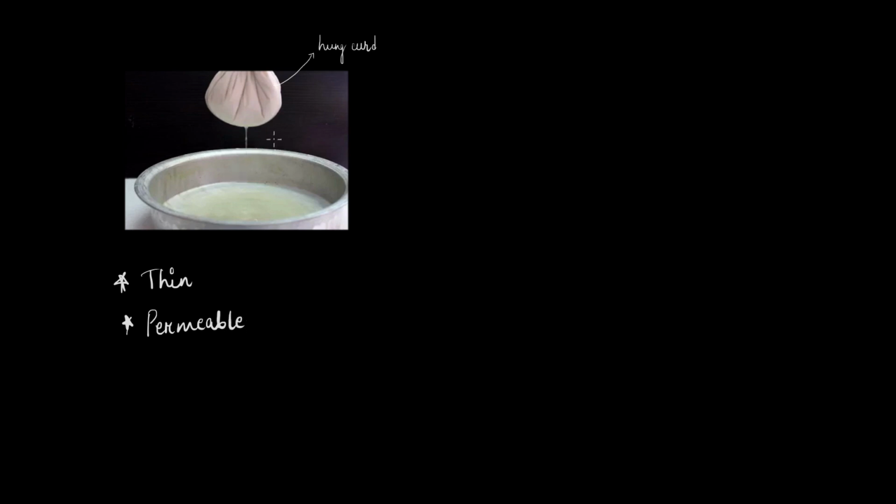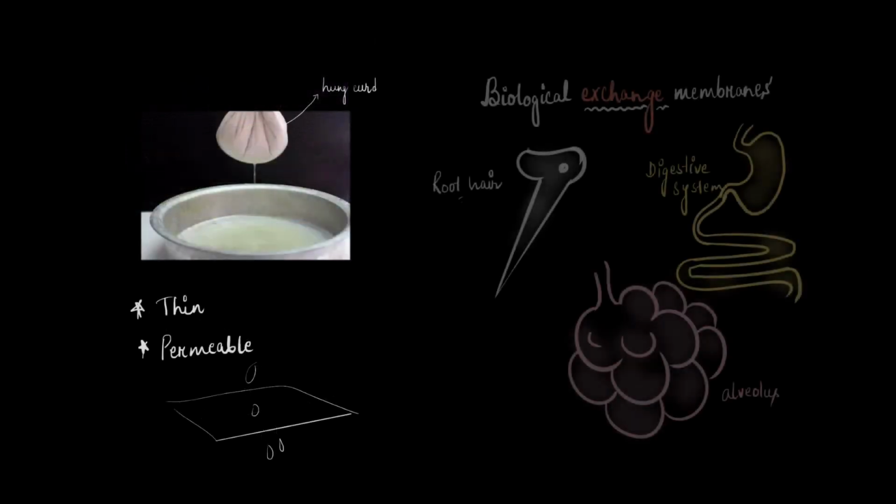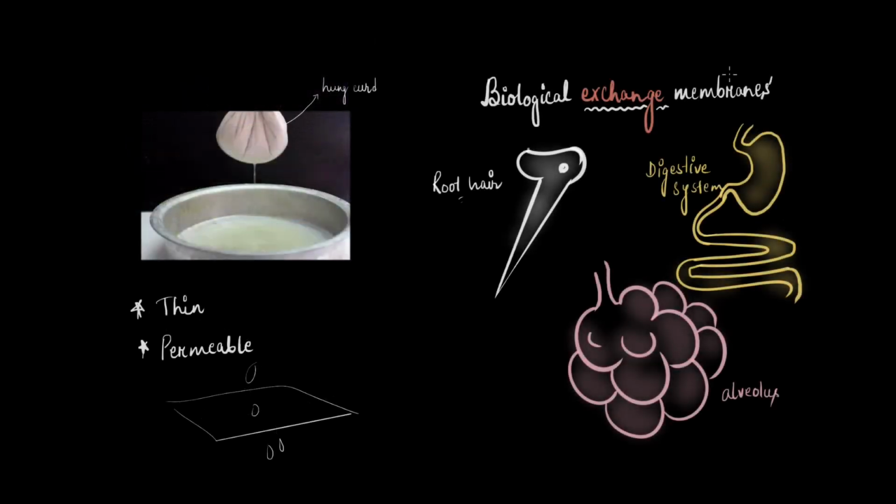Now, with this whole hung curd and muslin cloth story, the point I want to drive home is that if you want to allow something to pass through a surface, then the best surface would be the one that is very thin and permeable to whatever needs to pass through it, right? Now, I want you to relate this to the membranes in the biological world, membranes in plants and animals, which we often call the biological exchange membranes.